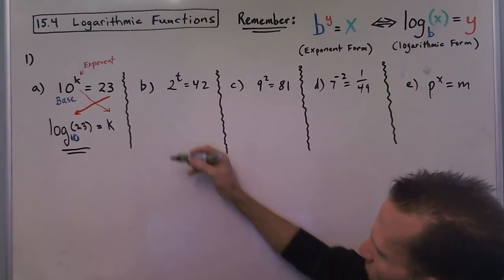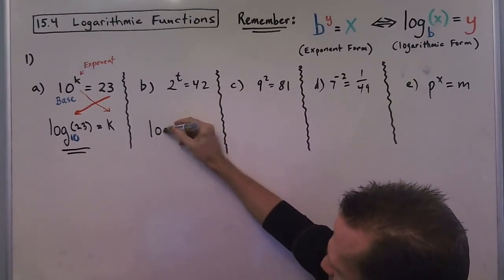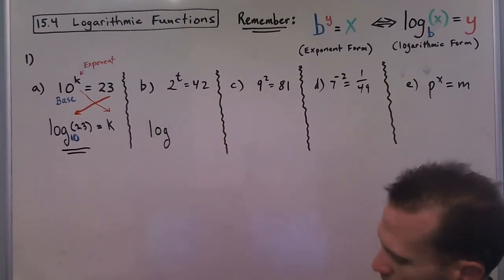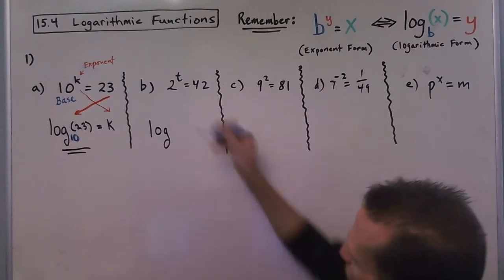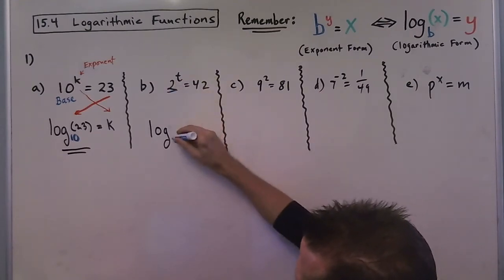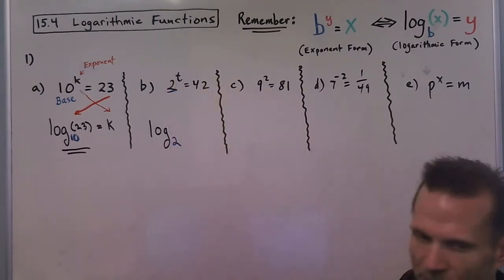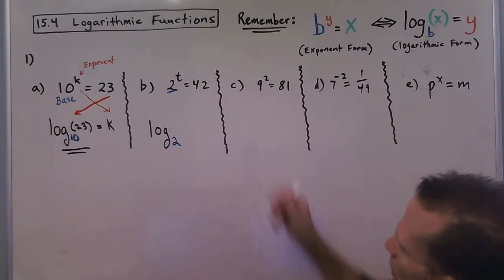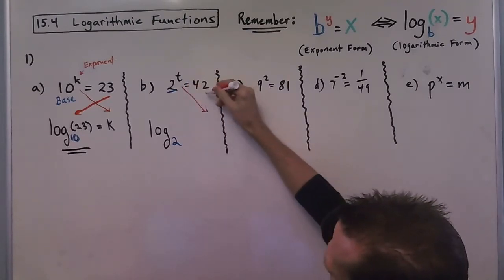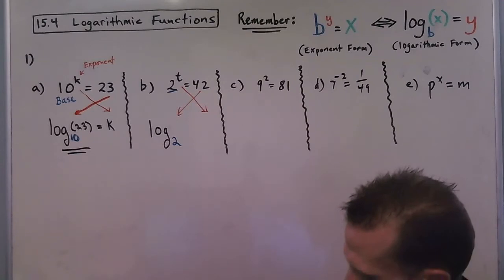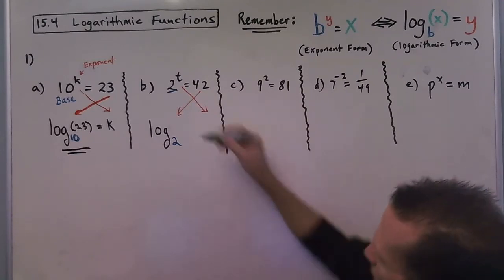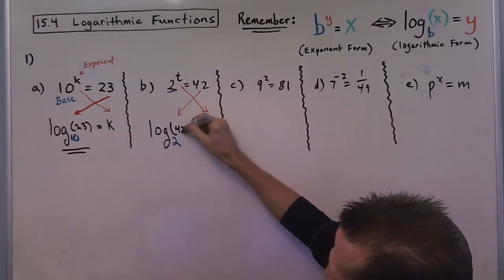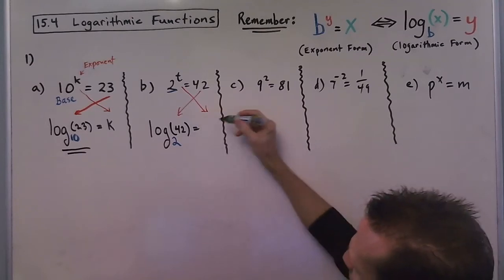Okay, let's try another one. Write the word log. The base we spotted right here is 2. So I'm going to put 2 down here. Then I remember that these switch sides here. So I have log base 2 of 42 is t.